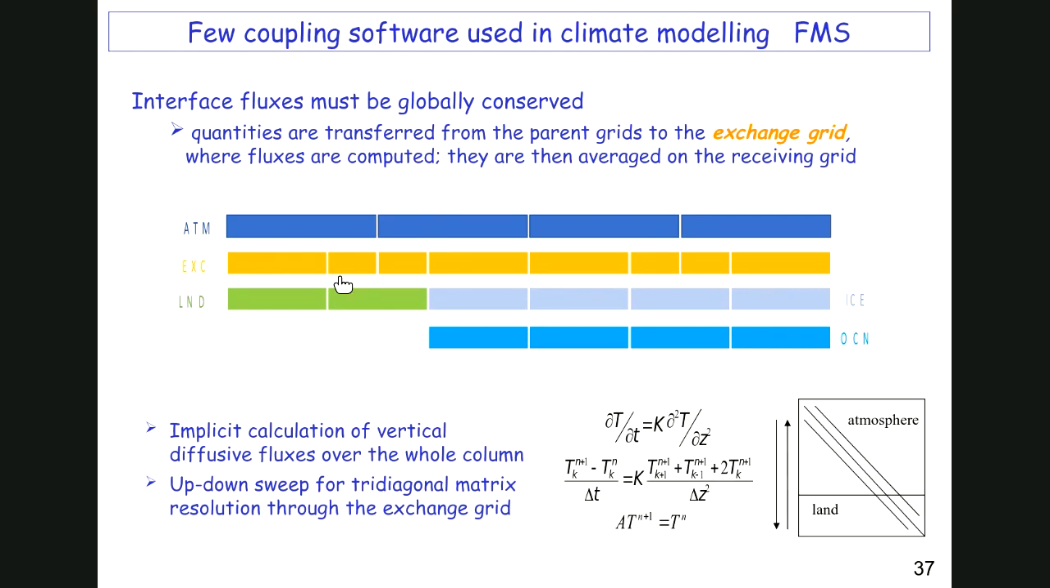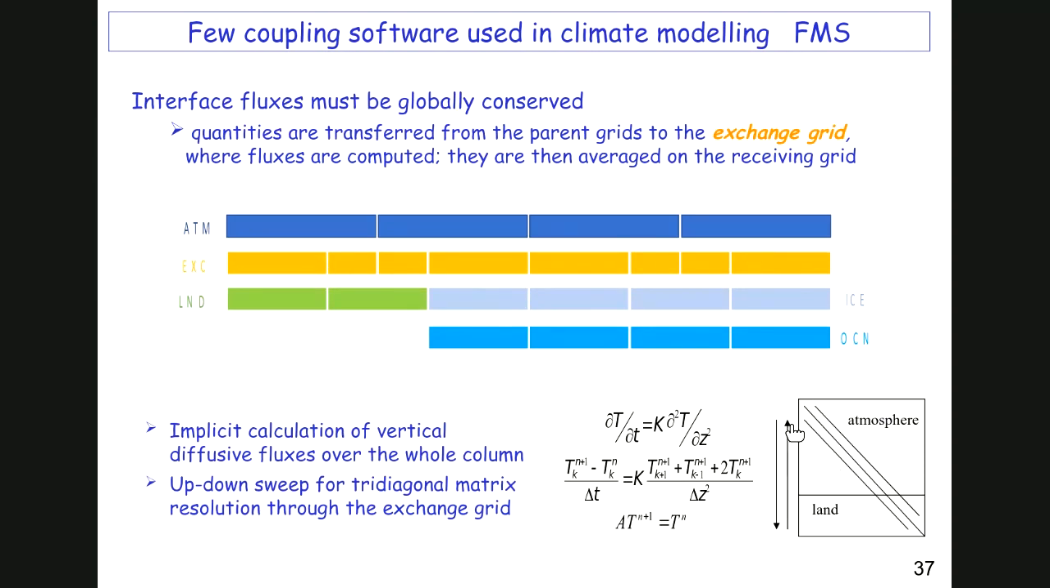So when coupling fields are transformed from one component to the other, they are first expressed on the exchange grid, and then they are aggregated on the target grid. And basically, what is really nice about FMS is that you can do this implicit calculation of the turbulent fluxes of heat, humidity, and momentum across all the atmospheric and land or ice levels. This implicit calculation that I discussed previously, and you can do this even going through two different grids, going through the exchange grid.